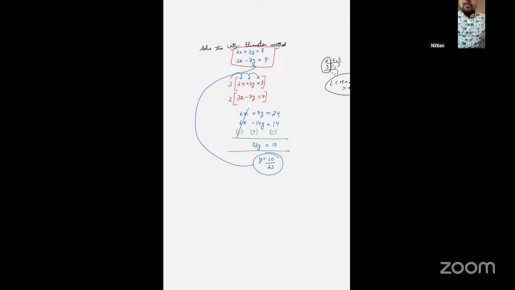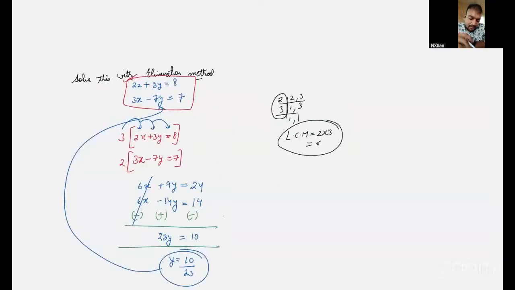So you want to use y? Yes. You want to use y, means you have to make the same y coefficient.